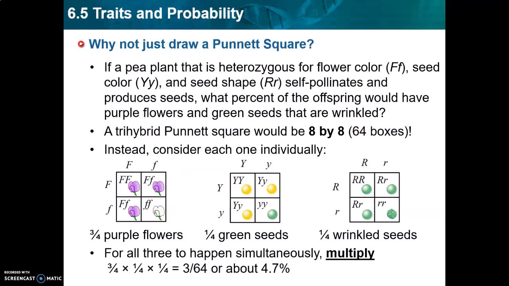So if you multiply those 3 together, because again, we need them to happen simultaneously, we get 3/4 times 1/4 times 1/4, and that gives us 3 out of 64, or about a 4.7% chance. So we have now very easily figured out the answer to a question that if we had tried to draw the Punnett square for this question, we would probably still be drawing those boxes. So this is why the rules of probability are helpful for you in understanding genetics.